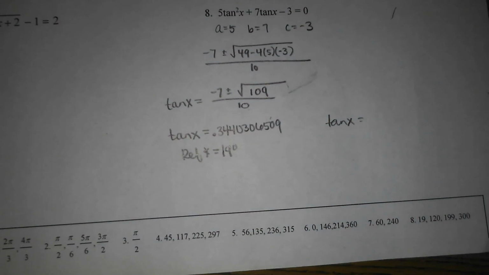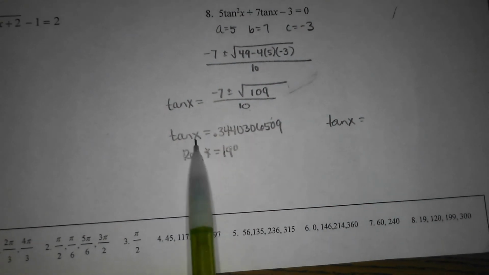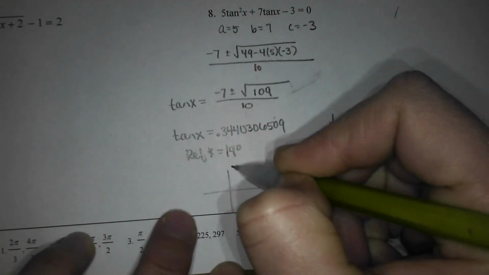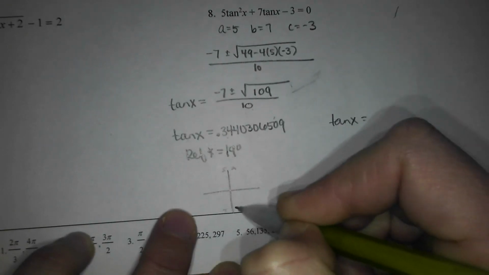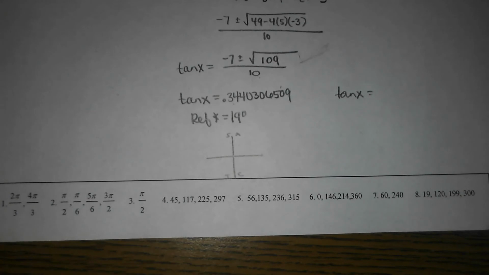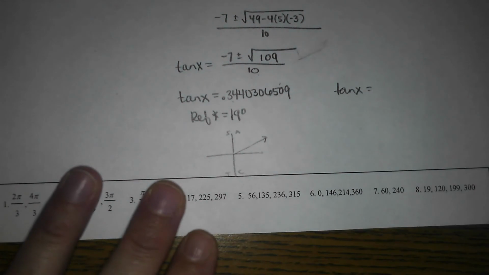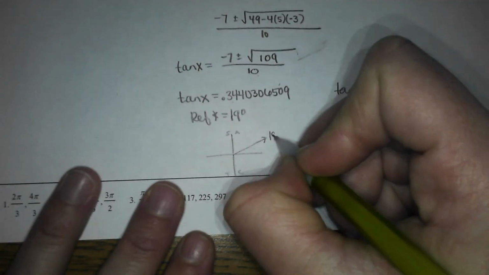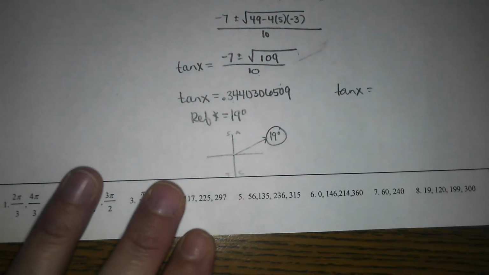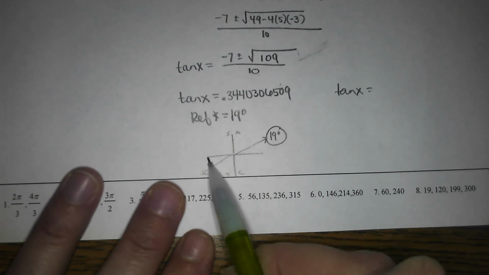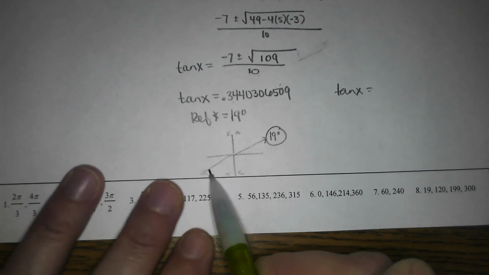And then with that reference angle, we have to decide which two quadrants are we in. This is when tangent is positive, right? So all students take calculus. What are the two quadrants where tangent is positive? First and third. So a reference angle of 19 degrees in quadrant 1 will be an answer of 19 degrees. And a reference angle of 19 degrees in quadrant 3 will be 180 plus 19, 199.